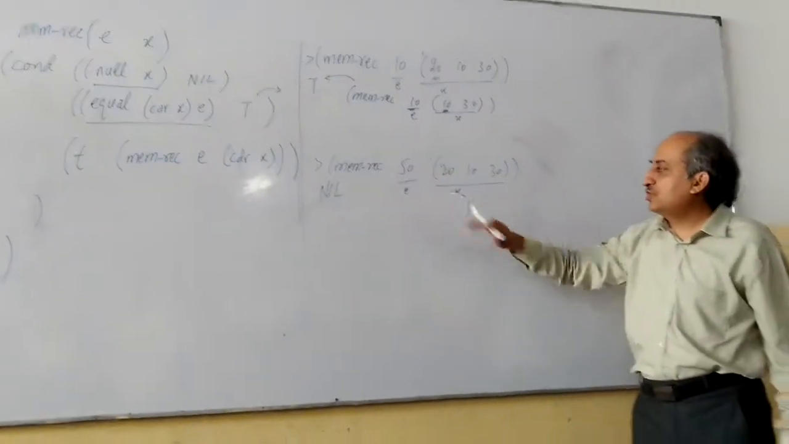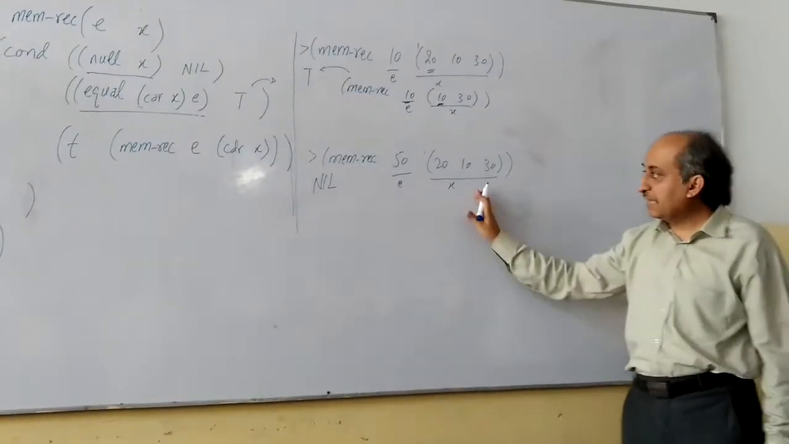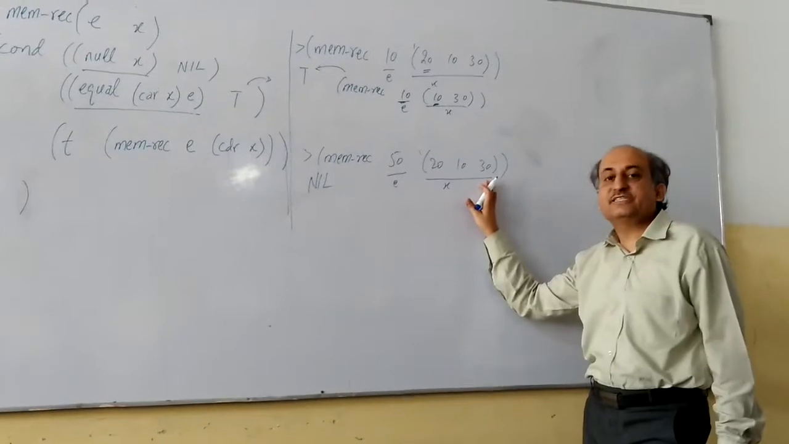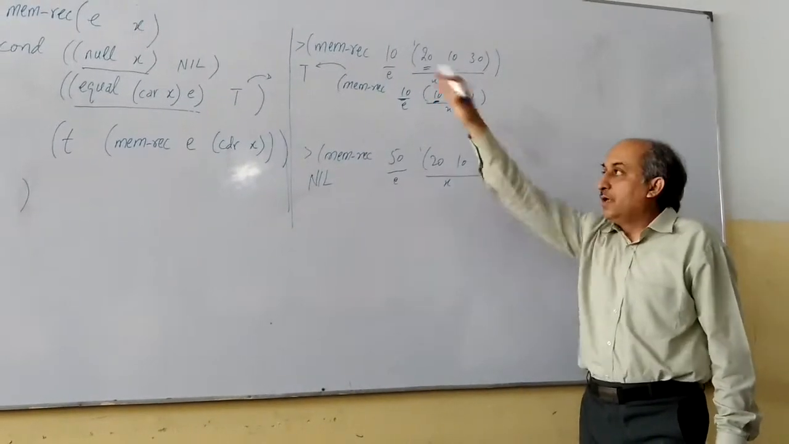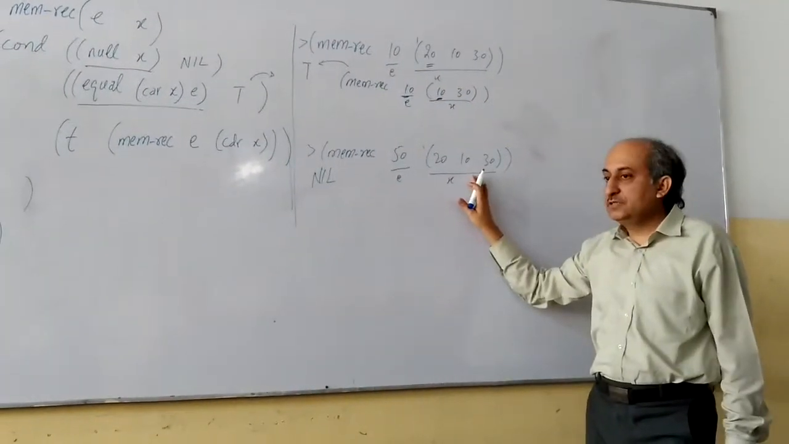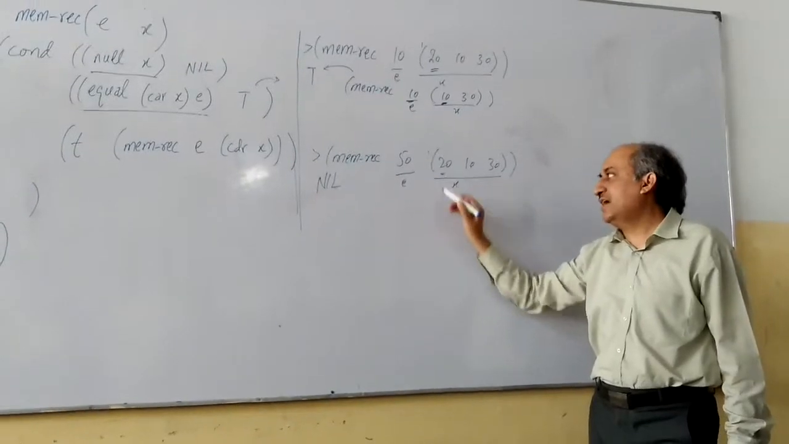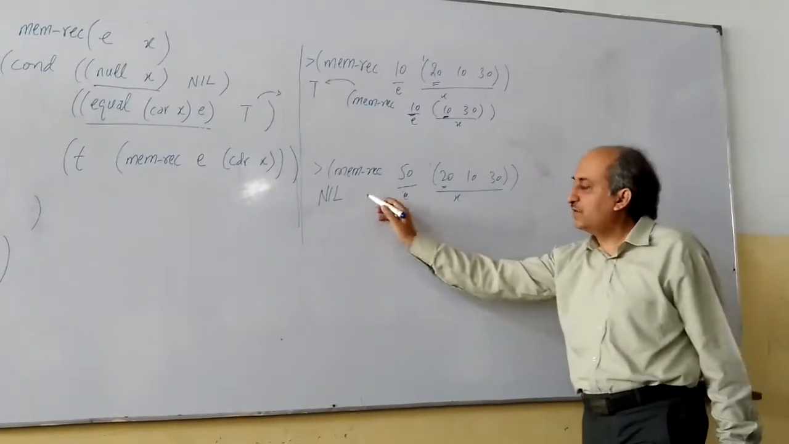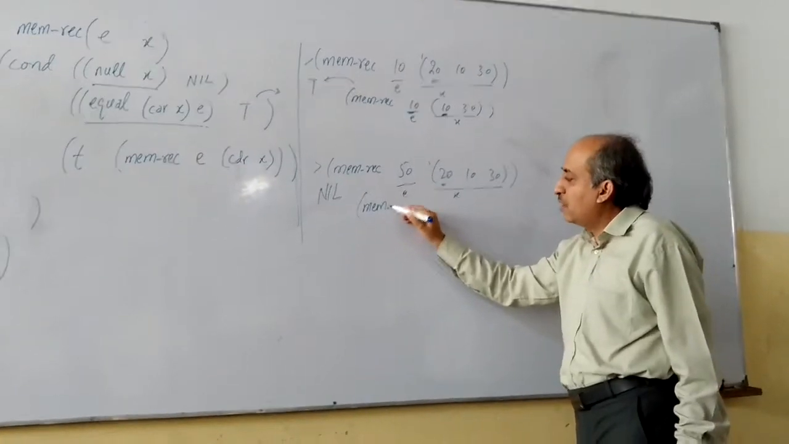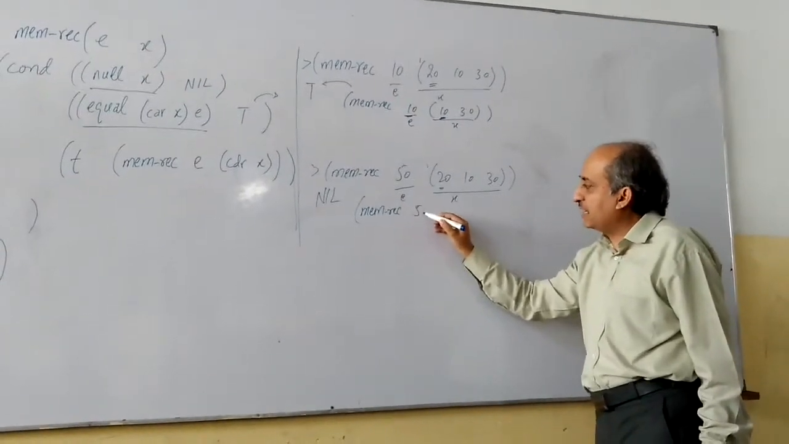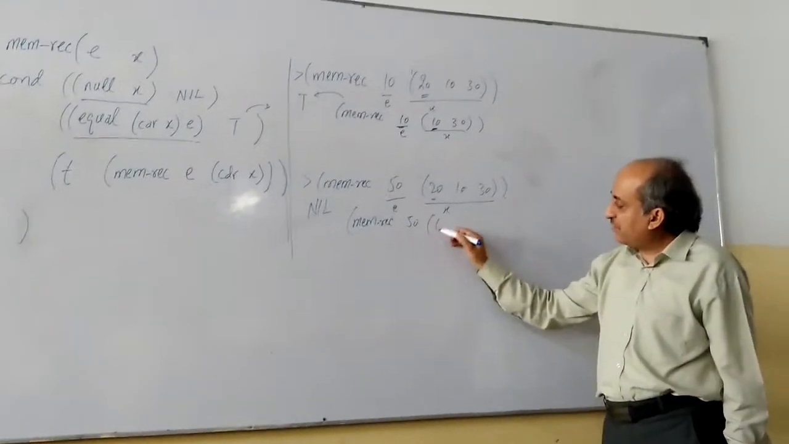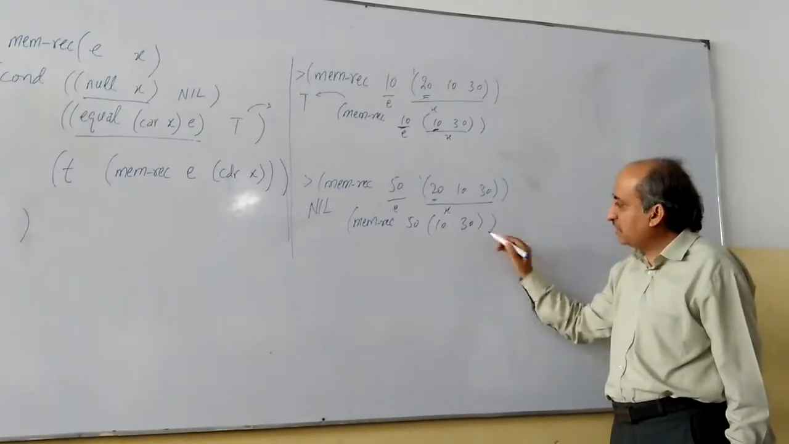Okay, now we want to trace the second example. Again, 50 is being passed to E and the list 20, 10, 30 is being passed to x. Okay. First condition: is x an empty list? No. Is car of x equal to E? No. It is 20, it is 50. They are not equal. Control goes to the default clause, and in the default clause we are calling member recursive again on E, 50 passed as it is, and on the cdr of x, 10 and 30.